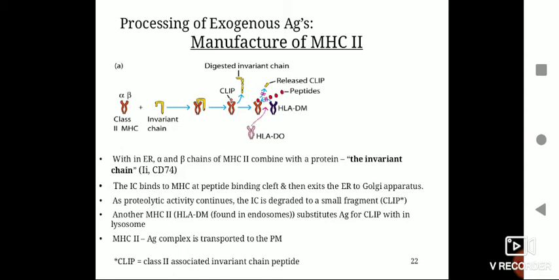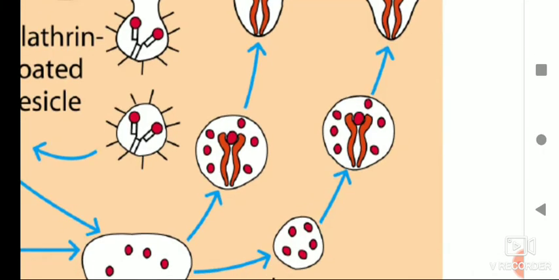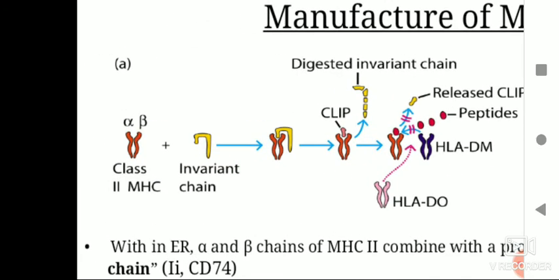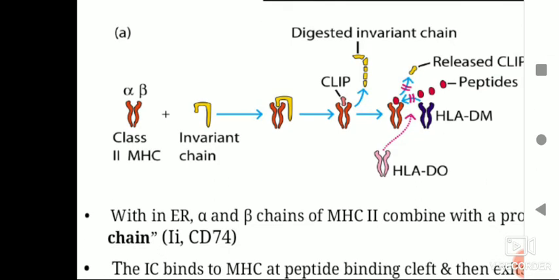Now let us see how the MHC class 2 assembly takes place. I told you that the peptides which are processed will be expressed on class 2. How is that class 2 assembly taking place? That is what we are going to see here. It starts with the assembly of the class 2 MHC chains, alpha and beta. This alpha and beta chain is combined with another protein called the invariant chain, abbreviated as Ii, or CD74.